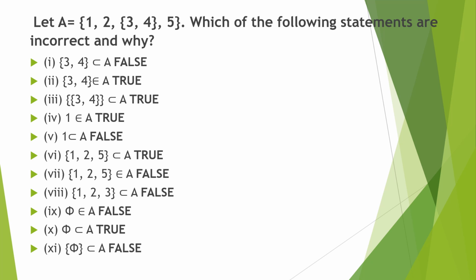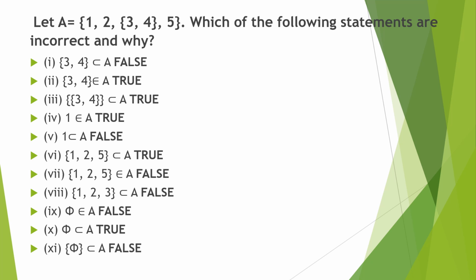Third one, a set which consists of the element {3, 4}. There is a set which consists of just one element, which is {3, 4}. Is a subset of A. It is true because set can always be a subset of another set. Fourth one, 1 belongs to A. Yes, true. 1 is a subset of A. Again false. The set consisting of 1, 2 and 5 is a subset of A. True. Set consisting of 1, 2 and 5 belongs to A. Again false because set is a subset, element belongs to.